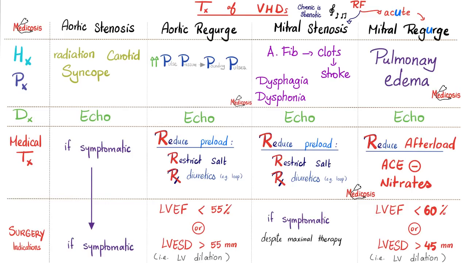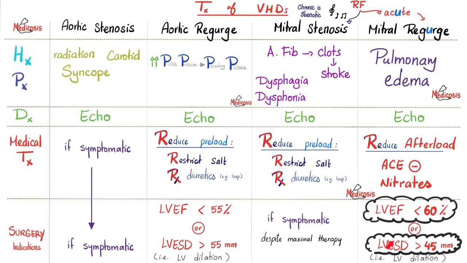When should we replace the mitral valve? When the left ventricular ejection fraction is low, lower than 60%, or when the left ventricular end systolic diameter is greater than 45 millimeters, which tells you that we have dilation of the left ventricle.